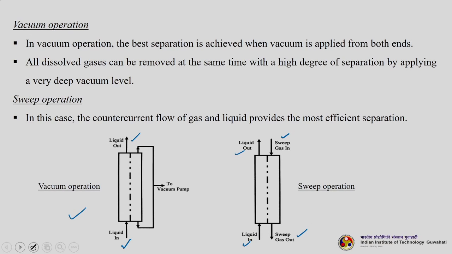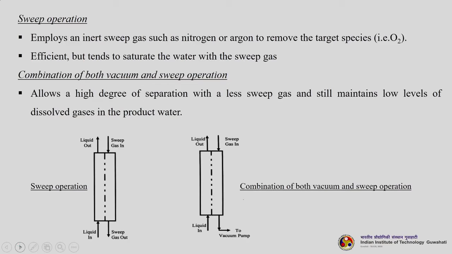During the sweep gas operation, it employs an inert sweep gas such as nitrogen or argon to remove the target species. Here the target species is oxygen. It is an efficient process, but tends to saturate the water with sweep gas. And then the combination of both vacuum and sweep operation, you can see how it is happening here. Liquid in, liquid out, sweep gas in, and whatever sweep gas goes out is vacuumized. This allows a high degree of separation with less sweep gas and still maintains low levels of dissolved gases in the product water.